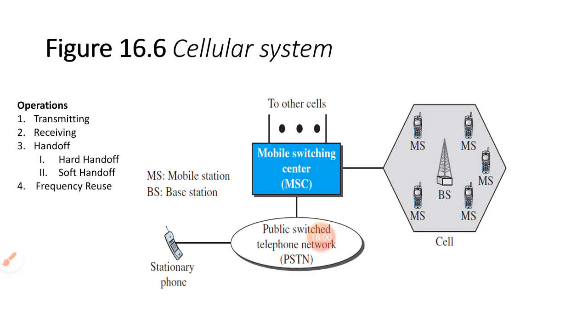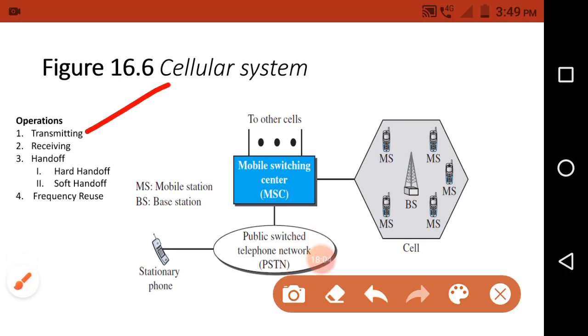So first we have discussed transmitting, how the call will be transmitted, and receiving, how the call will be received. Handoff is how the mobile can jump from one cell to the other cell. Hard handoff means the mobile can communicate with only one base station at a time. Soft handoff is nothing but the mobile communicating with two base stations simultaneously.